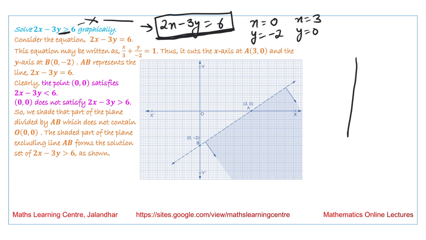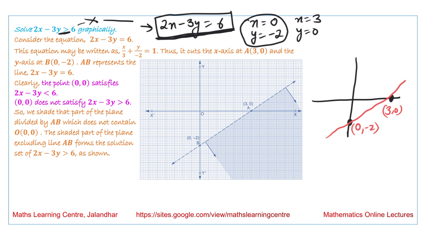So if we plot these points over here, for x is equal to 0, we have y is equal to minus 2. So this point is somewhere over here. When x is equal to 3, y is equal to 0, this point is somewhere over here. If we join both these points, we get the line in this form. This is the point 0 comma minus 2 and this is the point 3 comma 0. So this is the point A and this is the point B.